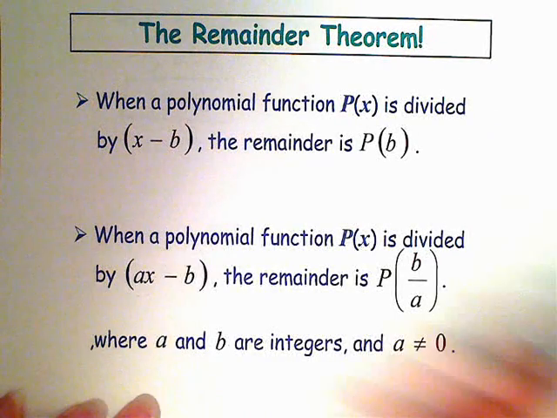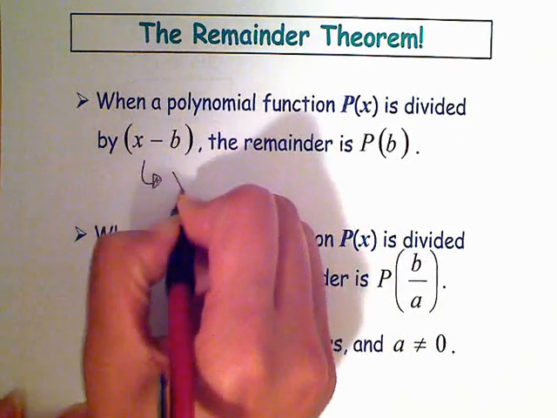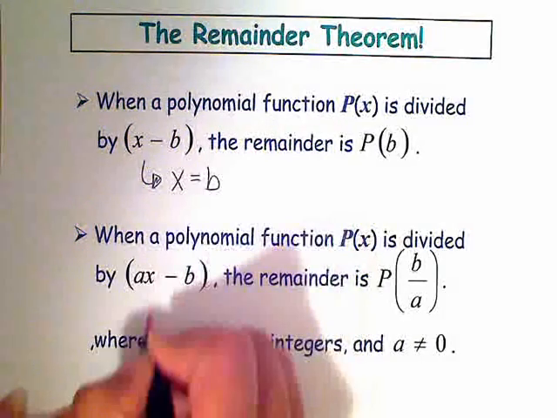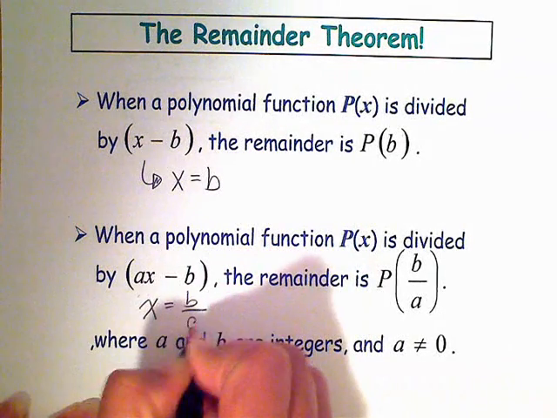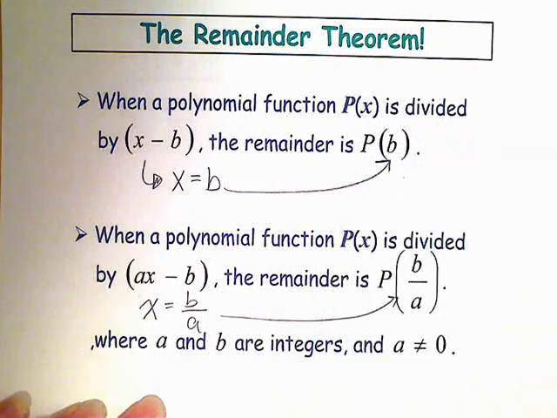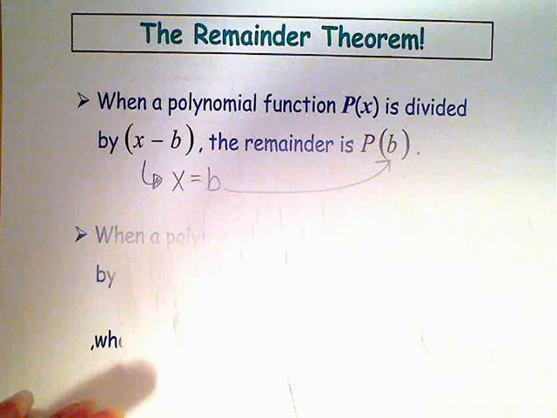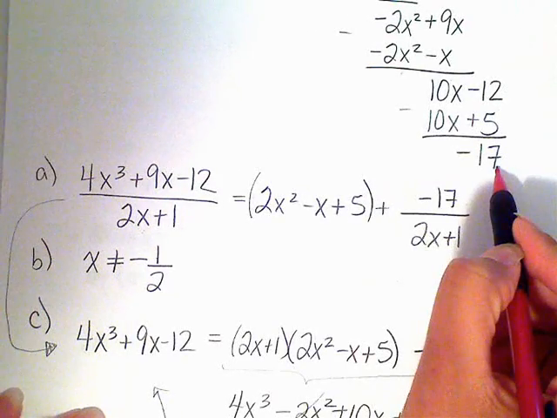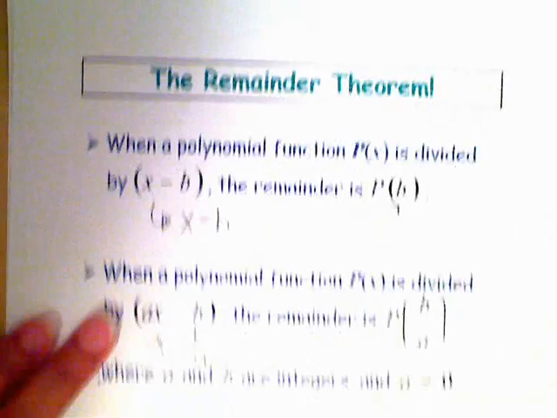All it means is that if you solve for x in each of these binomials, and so this would be x equals b over a, and you plug it into the polynomial, the remainder that you get is the exact same remainder you would get when you actually do long division. Okay, so this is just a quick way to figure out what the remainder would be.